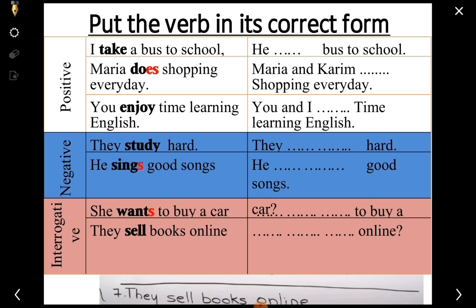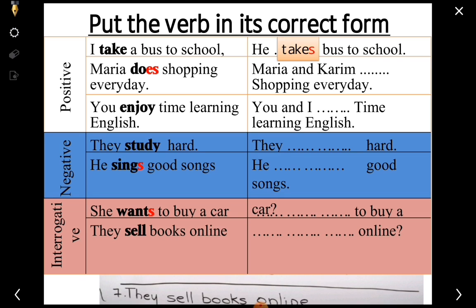Good. So here we have positive form, negative form, interrogative form. The positive form we have here, for example, I take a bus to school. Or I take bus to school, right? So when I say he, I need to change the form of the verb. So I would say he takes, right? He takes bus to school. All right?